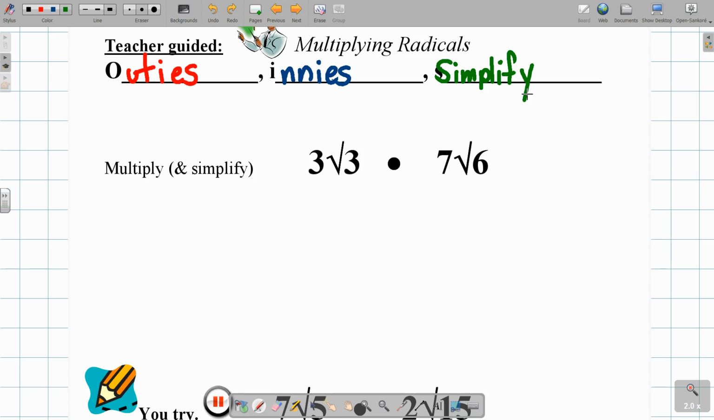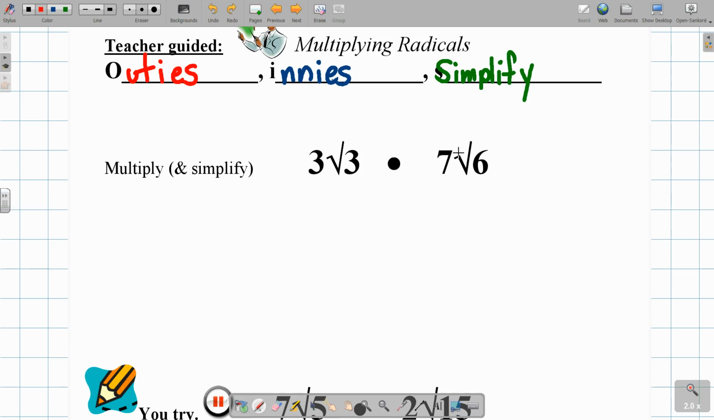Outies, innies, simplify. Outies, innies, simplify. Think outie and innie like belly button. This is not technical terms. You'll understand what I mean in a moment. Outies, innies, simplify. You use this when you're both multiplying and dividing radicals.